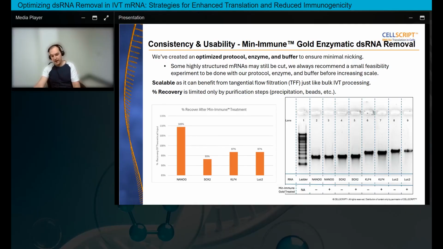In this case, for these two tables and gel images at the bottom, I just grabbed a bunch of different RNAs that we use for anything in the lab just to try them and see if it worked. And it was as simple as trying it with and without RNase 3 used in the MinImmune Gold kit protocol. And they all worked very, very well. No nicking. The percent recovery was between 93 and 109%. Everything worked great. We recovered most of the RNA. The protocol was very simple. So everything worked really, really well.